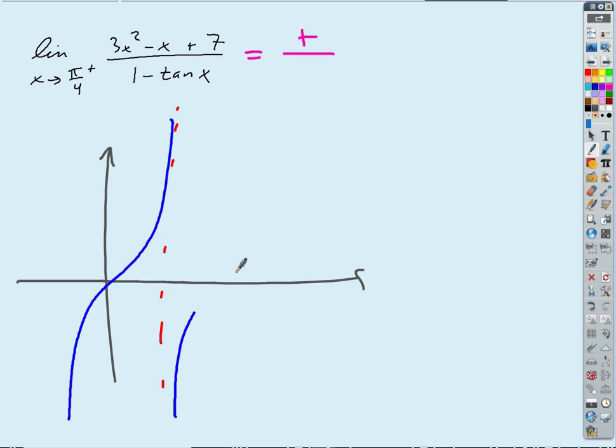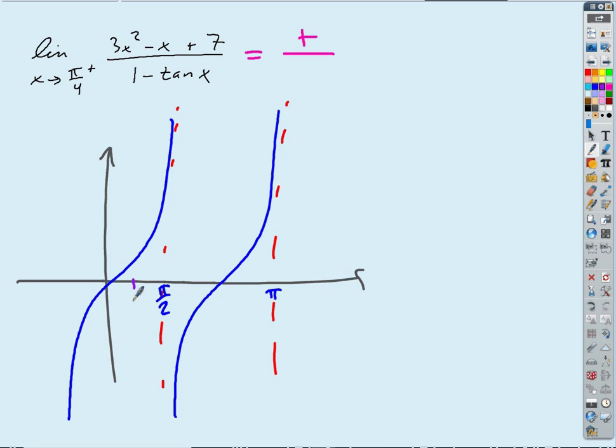So positive. Well, it's coming from the right. Okay, so it's coming from the right, isn't it? So it's going to be negative. It's coming from the right, and where are the asymptotes? Tangent is sine over cosine. Where's cosine 0? Pi over 2. So they're going to be at pi halves, then at pi, then 3 halves pi.